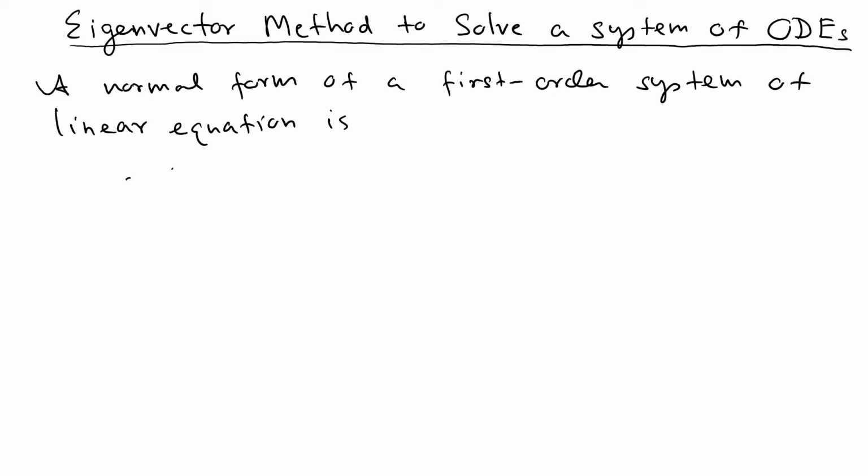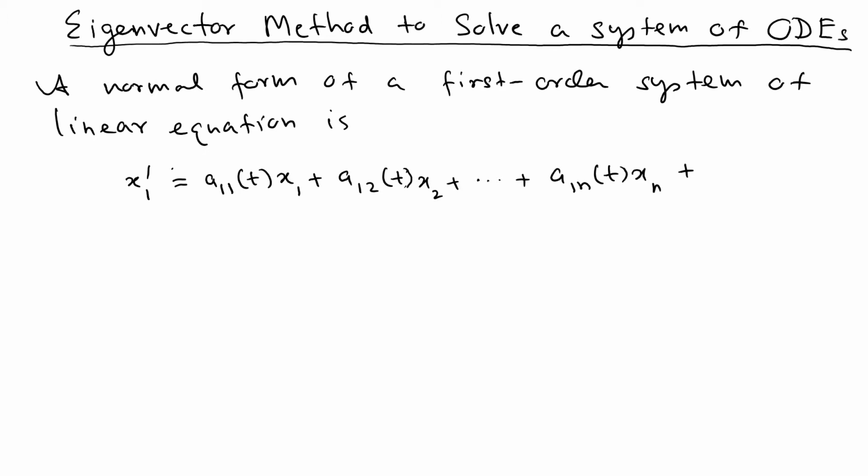So it is x1 prime, which is a function of t: you have some coefficient, I'm going to call it a11, that's the first coefficient, which is a function of t, times x1, plus another coefficient, a12(t), which is a function of t, times x2, like that. And then we have a1n(t), the coefficient function of xn, plus then we have a function of t. So that's the first equation.